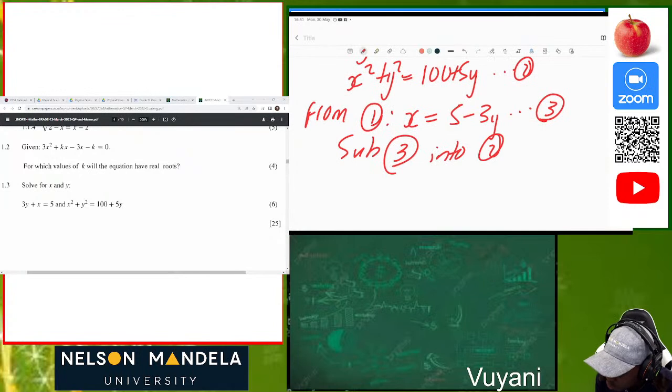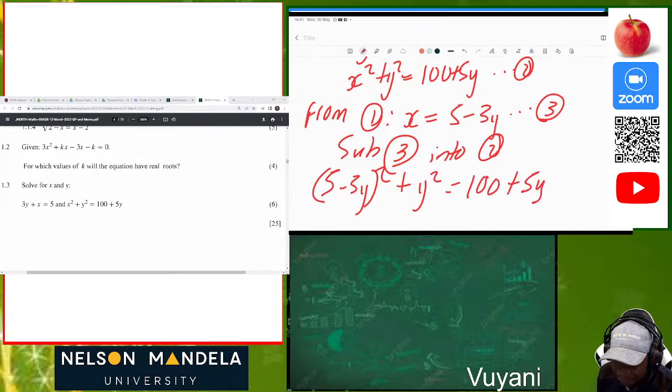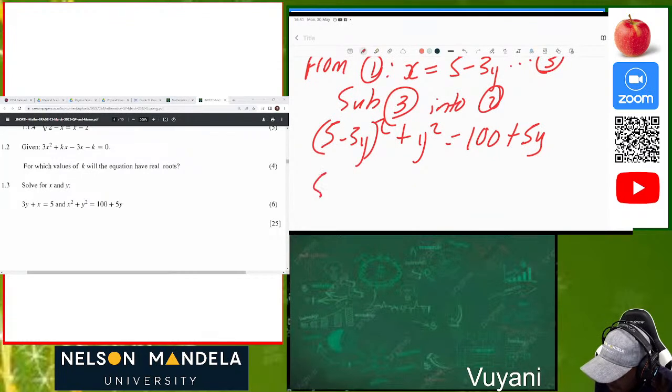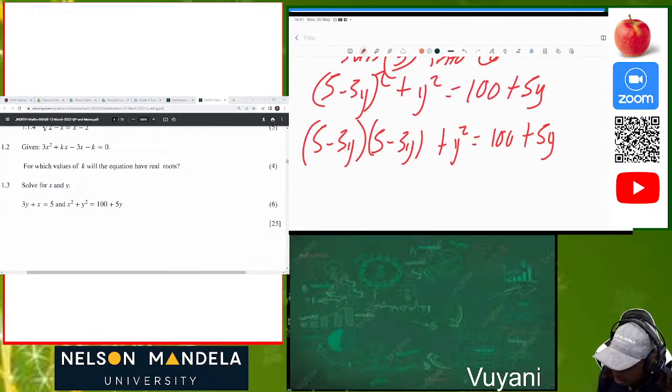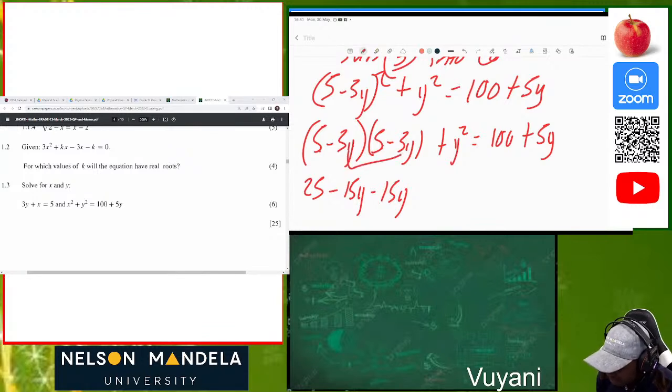So where there is x, now we put (5 minus 3y) all squared plus y squared is equal to 100 plus 5y. Then from that, we know that 5 minus 3y, when it's squared, is the same as (5 minus 3y)(5 minus 3y), plus y squared is equal to 100 plus 5y. Then after that, let's solve: 5 times 5 is 25. 5 times negative 3 is negative 15y. Negative 3 times 5 is negative 15y as well. Negative 3 times negative 3 is positive 9y squared. Plus y squared is equal to 100 plus 5y.